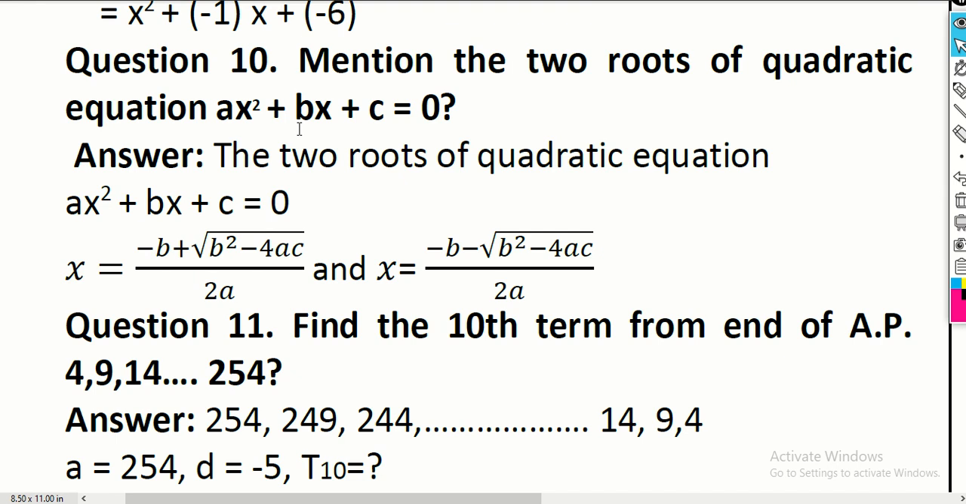Here it is given: find the two roots of the quadratic equation, that is ax square plus bx plus c. The roots mean the values of x. The formula is there. Here you have plus or minus in the formula. You have to write once with plus and another one with minus. These are the two roots of the equation ax square plus bx plus c.